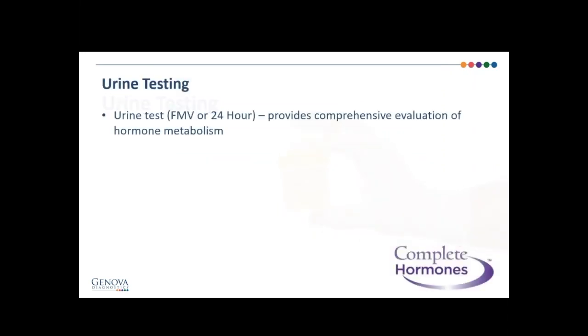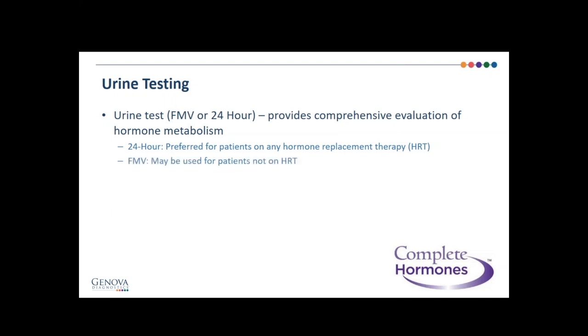Urine testing. In urine, you have options of first morning void collection or 24-hour collection. And it provides comprehensive evaluation of hormone metabolism, the metabolites, the receipts. So the 24-hour tends to be preferred for patients on any hormone replacement therapy. By collecting over 24 hours, you're really casting a wider net. The ups and downs that come with supplementation are more mediated by the wider range of collection time, the 24-hour, whereas first morning void may be used for patients not on hormone replacement therapy.